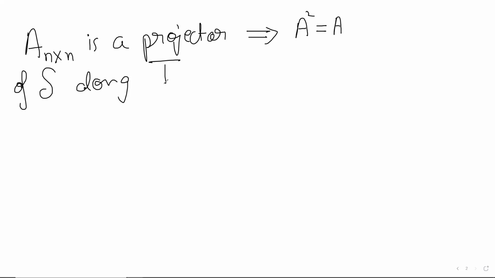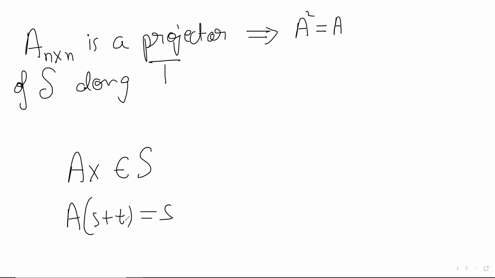So A into X belongs to S. Okay, A into X belongs to S for any X. Why does it belong to S? Maybe it's a silly question. By definition, it's like S plus T, and what my matrix returns is S. That's good. And then there is nothing to do because you apply the A again, and A applied to S is just S again. So in fact, in some way, there is nothing to prove.